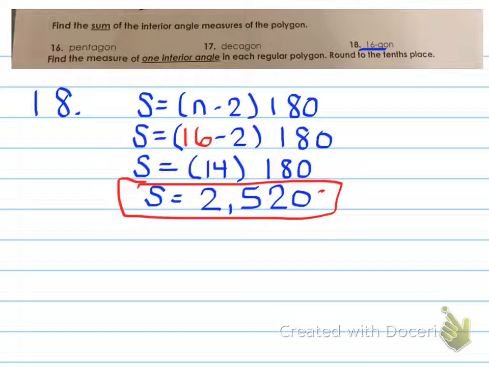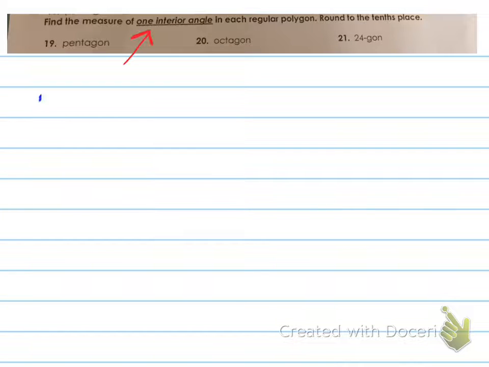And remember to pause the video and rewind if you're not exactly sure on how to do this. 16 came from the 16-gon. 16 minus 2 is 14. And then we just multiply from there. 14 times 180 is 2,520.